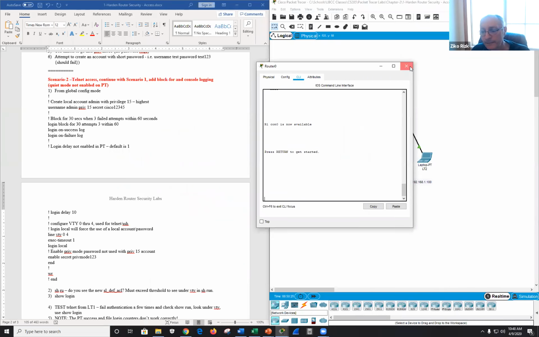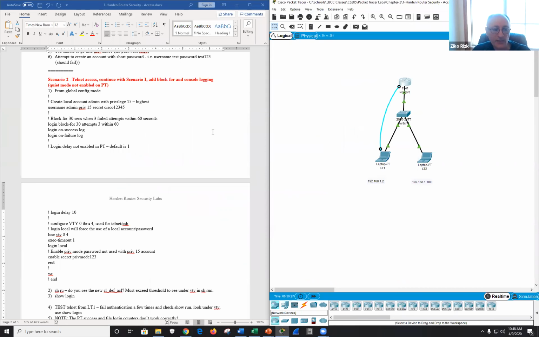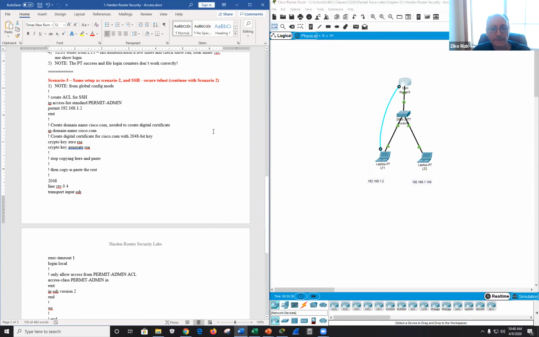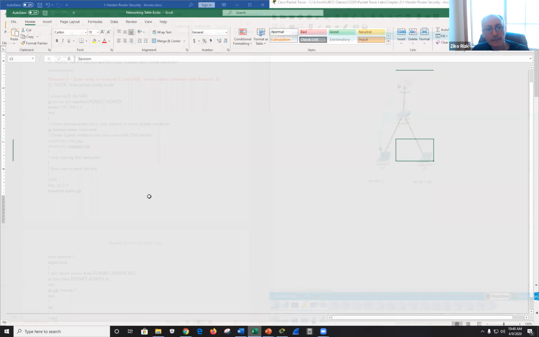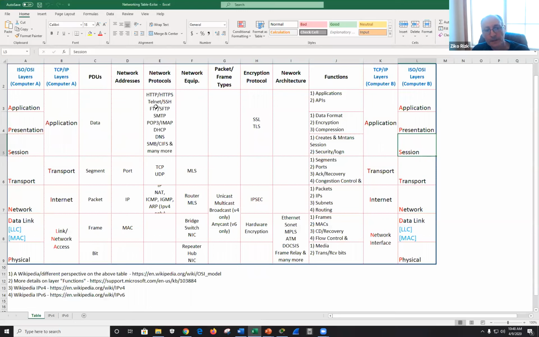We're good? Okay, let's do SSH. Okay, so SSH is secure. I'm gonna come back to my table. Okay, Telnet does not use SSL or TLS, and these are encryption protocols. SSH does use SSL, TLS to encrypt. It uses the private and public key. It uses the PKI public key infrastructure to do that.